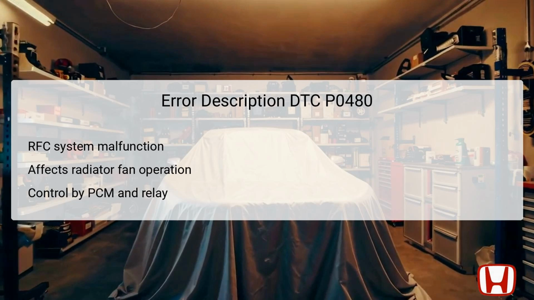It operates under the control of the PCM, which refers to the Powertrain Control Module, and the RFC relay. This relay acts as a switch to power the fan when necessary. The fan assembly is typically located at the front of the engine bay, behind the radiator. If there's an RFC system malfunction, it could lead to the engine overheating and potentially damaging engine components.